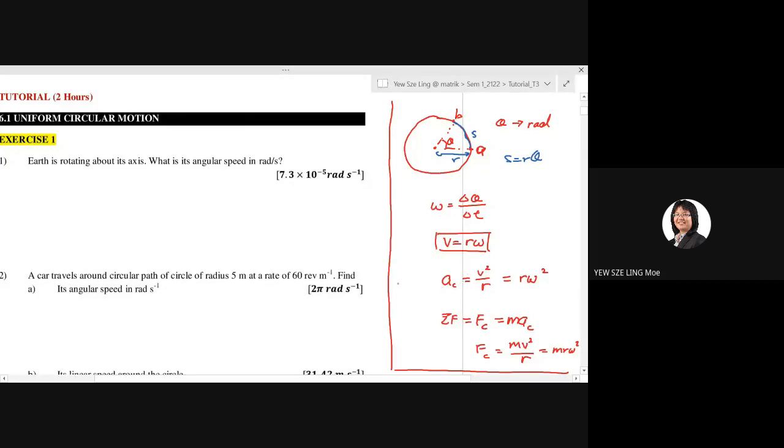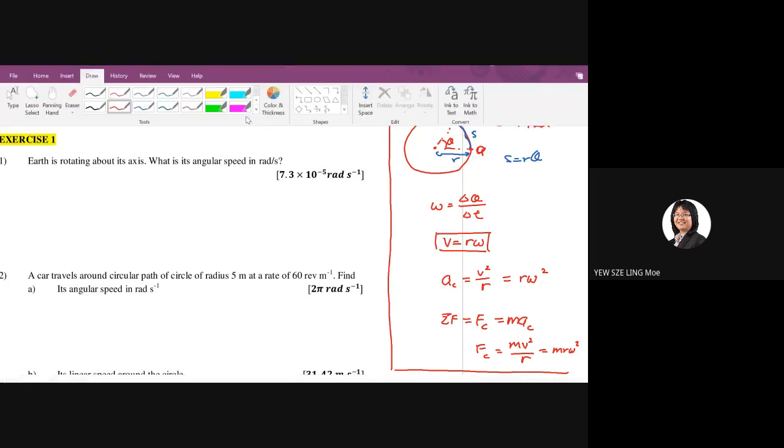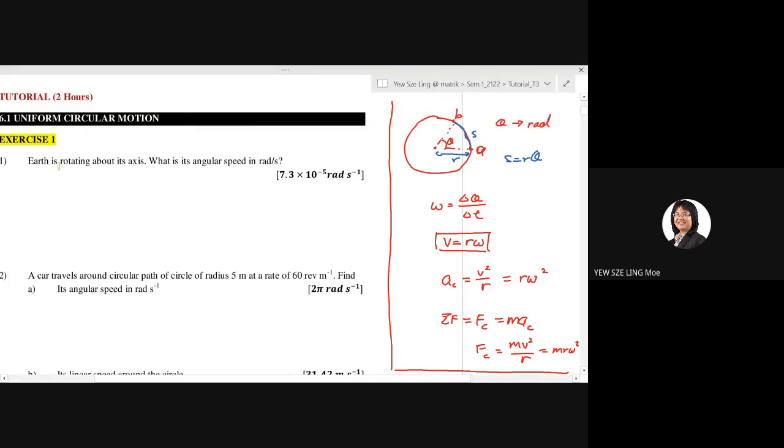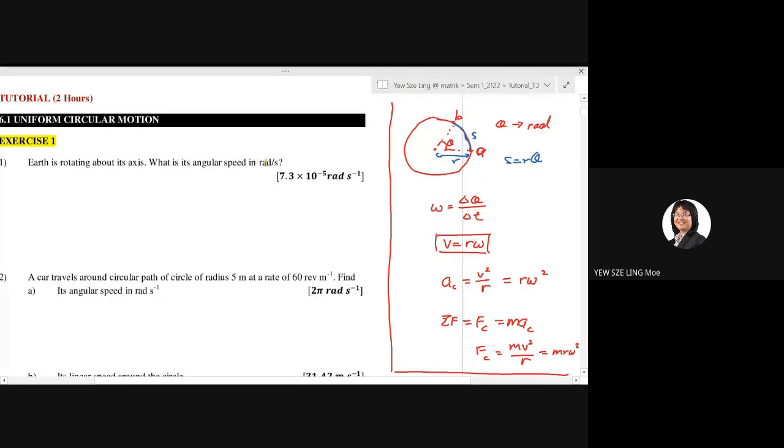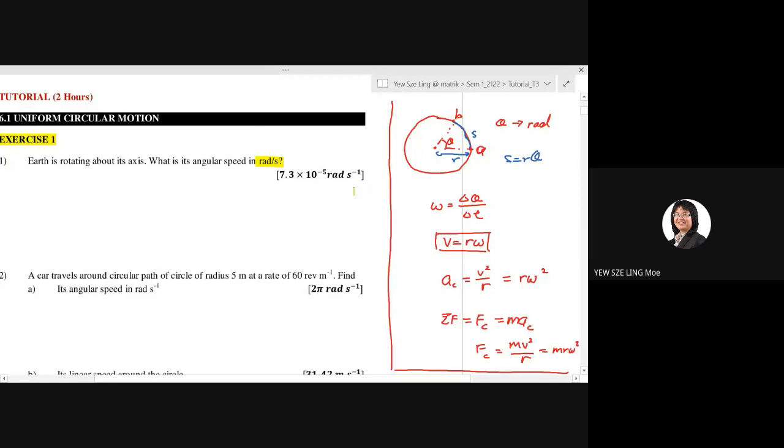Now let's proceed to question number 1. If you look at the key terms, what are the keywords? The Earth is rotating about its axis. What is the angular speed in terms of radians per second? For angular speed, the SI unit is radian per second.